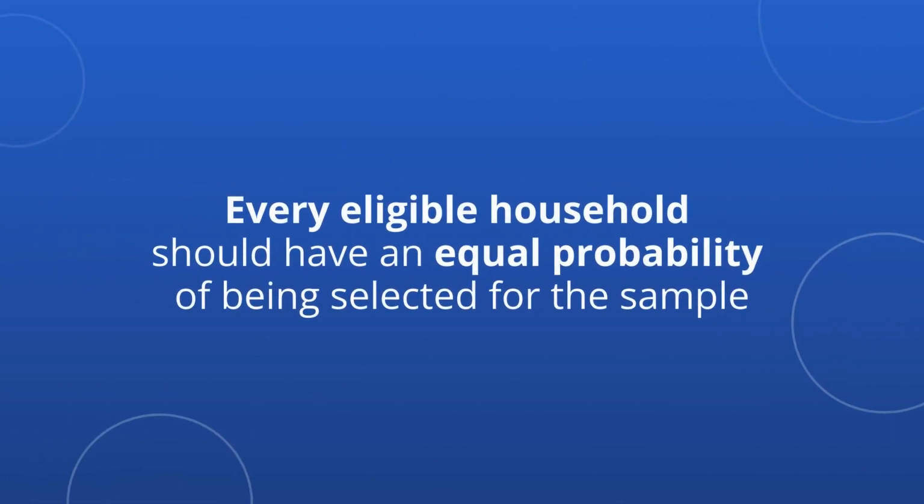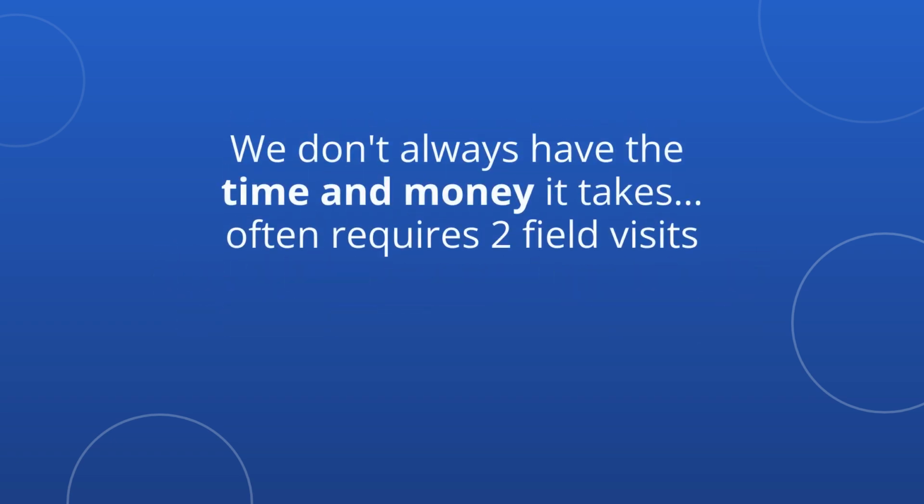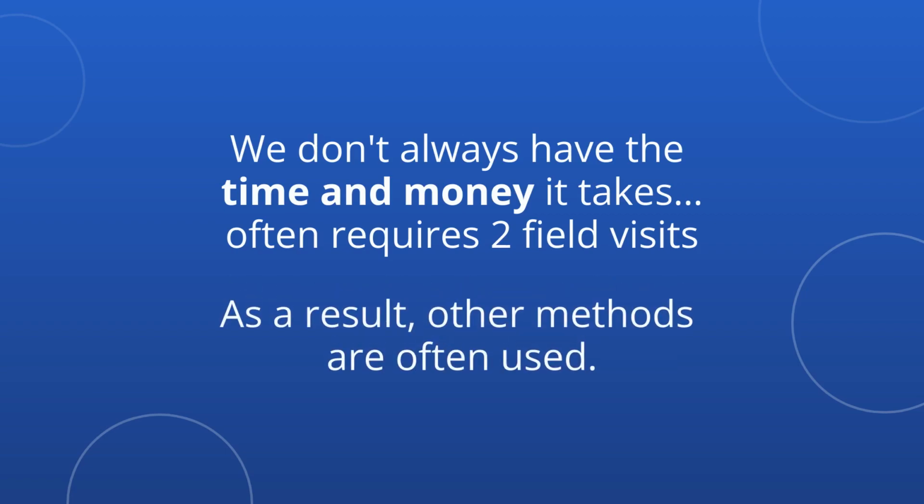When sampling, the goal is to select a subset of households from the entire target population. This means that every eligible household should have an equal probability of being selected for the sample. The reality is, we don't always have the time and money it takes to collect a complete household listing for the sampling frame and return to the sampled households to collect survey data. This often requires 2 field visits. As a result, less rigorous sampling methods are often used.